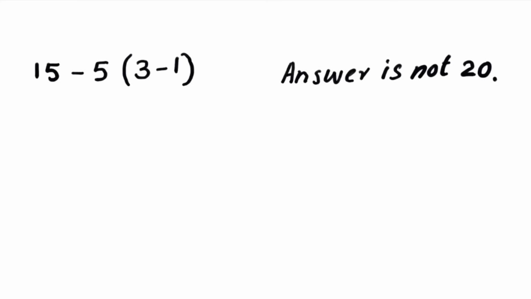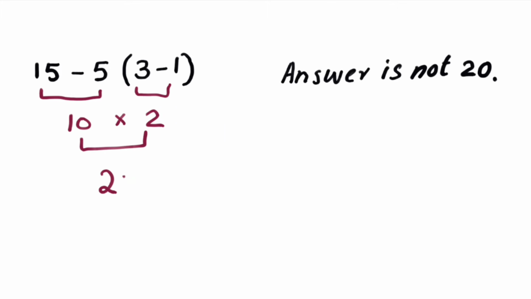Oh, I am here with a new question: 15 minus 5 times 3 minus 1. 15 minus 5 will be equal to 10, and 3 minus 1 will be equal to 2. And 10 times 2 will be equal to 20, which will be our answer.